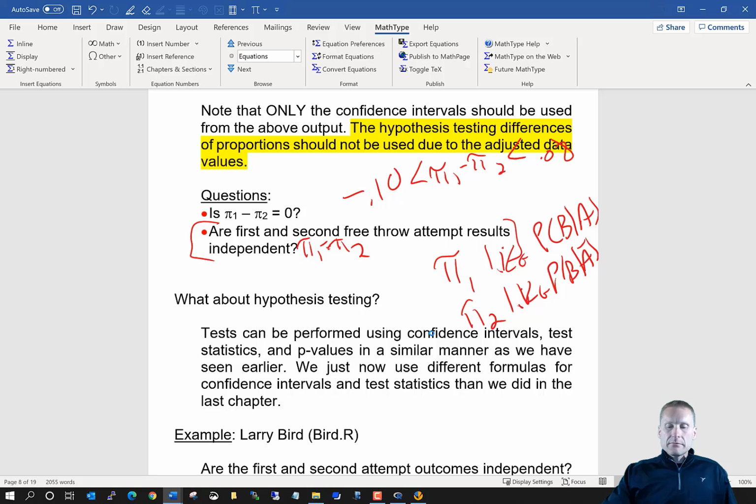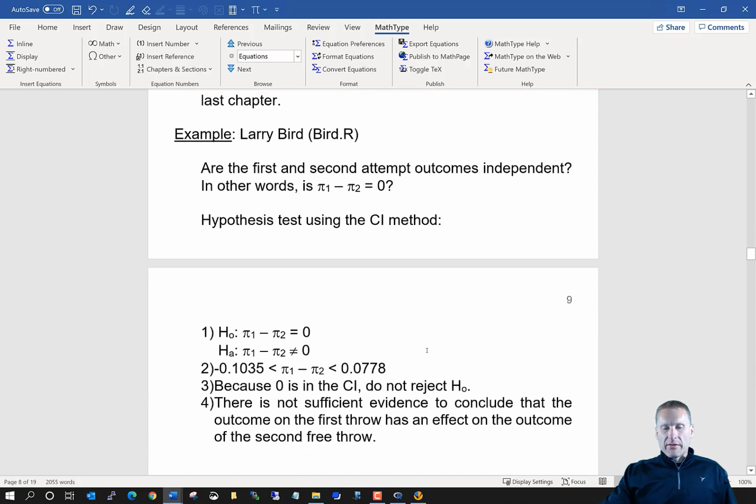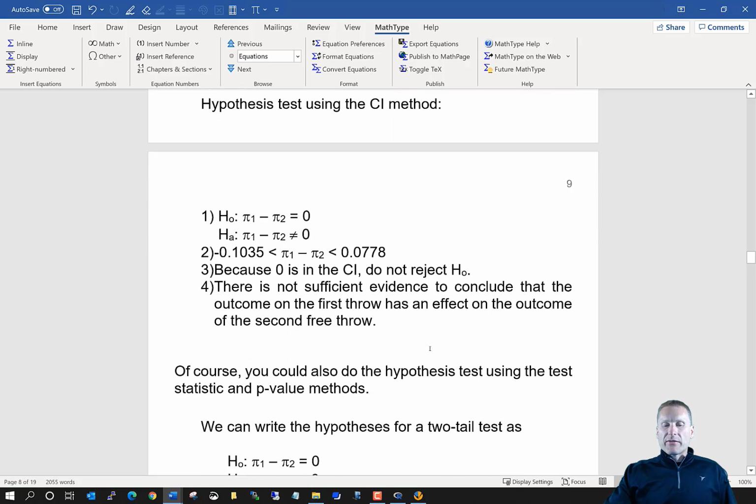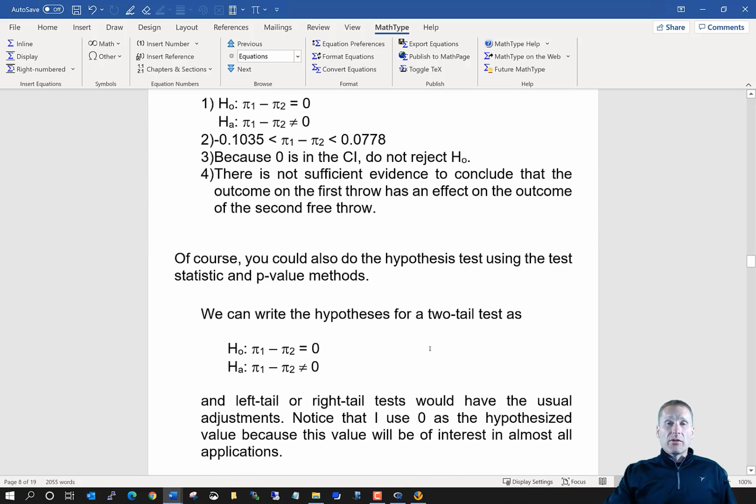Okay. Well, what about hypothesis testing then? More formally, we could use the confidence interval method, and do note that when I use this confidence interval method, I'm not guaranteed to always get exactly the same result as I will later on using a test statistic or p-value. The vast majority of the time you will get the exact same result in terms of reject or don't reject, but there is a small chance you may not.